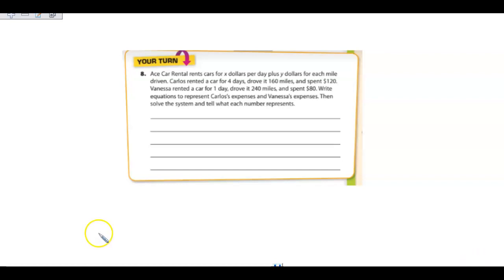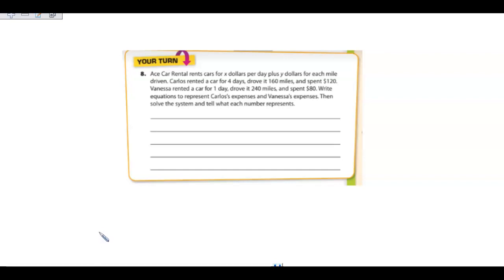Ace Car Rentals rents cars for x dollars per day plus y dollars for each mile driven. Carlos rented a car for 4 days, drove it 160 miles, and spent $120. Vanessa rented a car for 1 day, drove it 240 miles, and spent $80. Write the equations to represent Carlos's expenses and Vanessa's expenses. Then solve the system and tell what each number represents.